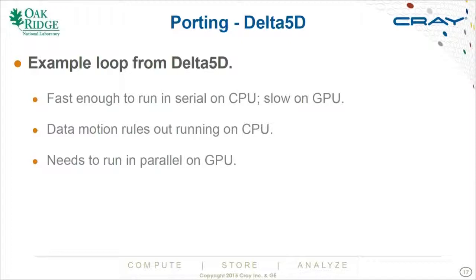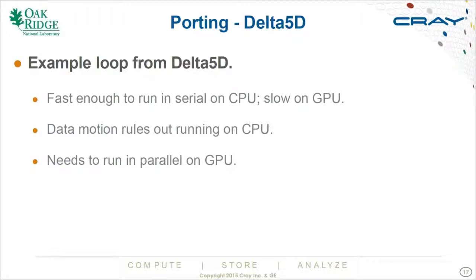So for this code, there's a single loop. And I'm going to cheat a little bit and just say that when we ran this with OpenMP, this loop didn't take a very long runtime. So we just ran it in serial. It wasn't a problem. But once you move this to the GPU, you find out that it runs too slow in serial on the GPU.